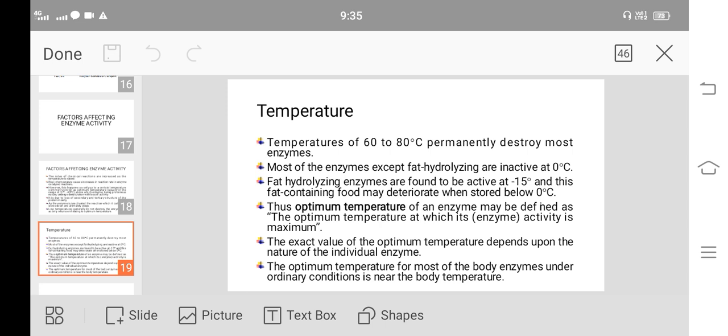Fat hydrolyzing enzymes may be active at minus 15 degrees Celsius, and fat containing food may deteriorate when stored below 0 degrees Celsius. The optimum temperature of an enzyme may be defined as the temperature at which its activity is maximum. The exact value of the optimum temperature depends upon the nature of the individual enzyme. For most body enzymes under ordinary conditions, it is near body temperature.